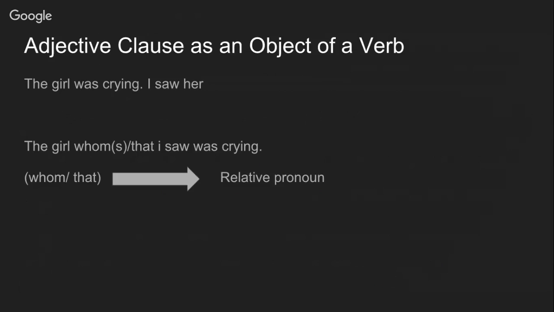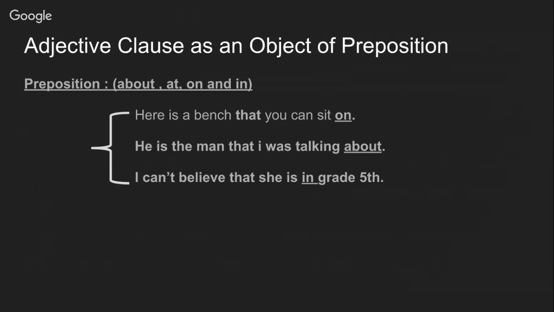Adjective clause as an object of a verb. Yeah, so it's just the same, yeah. So this is another example. So this girl, the girl whom I saw was crying. This is another example of object of a verb. And the next is adjective clause as an object of preposition.